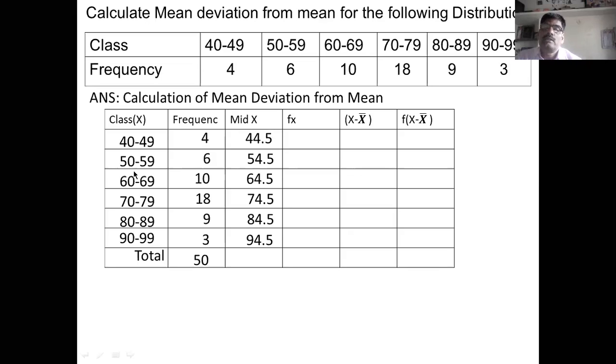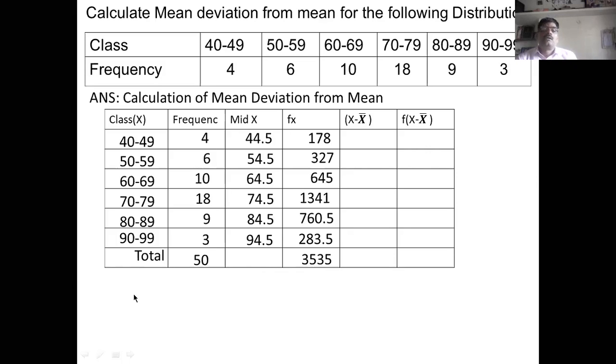Now you leave this class on the basis of frequency. Frequency is called as f. X column is nothing but mid x. You take the multiplication of these two: 4 into 44.5, 6 into 54.5. You take the multiplication of these two columns. This is the f(x). Then take the total. Clear?